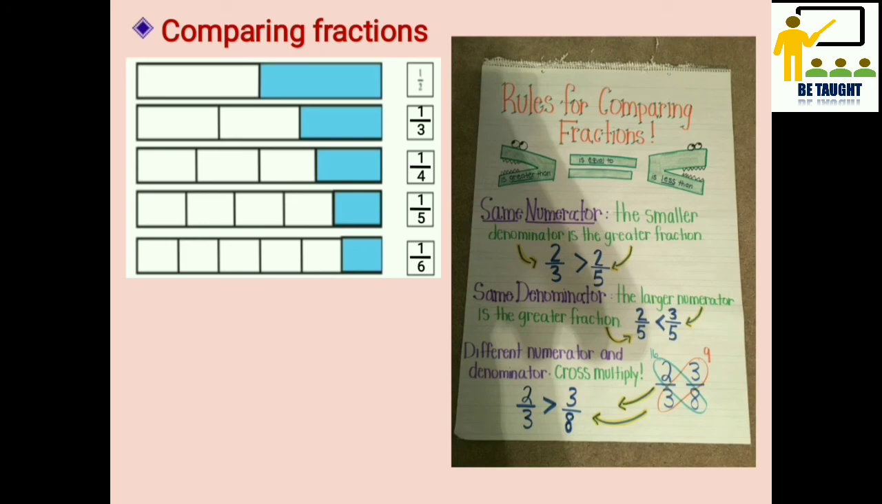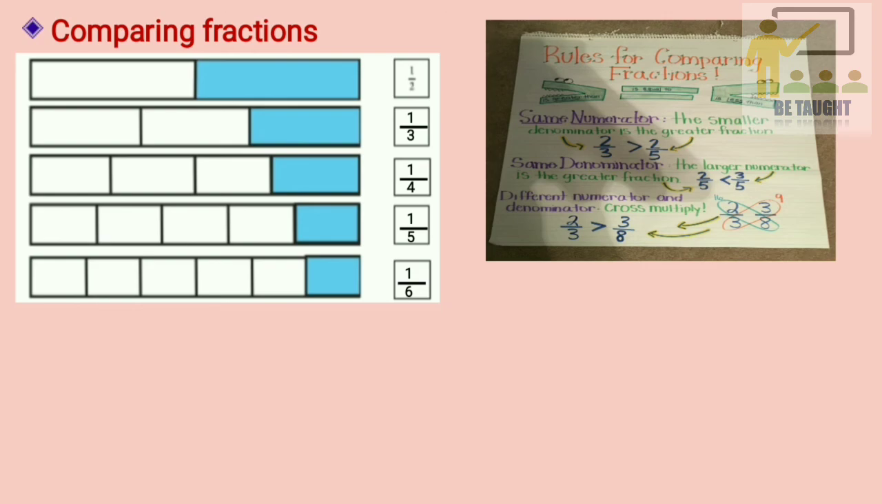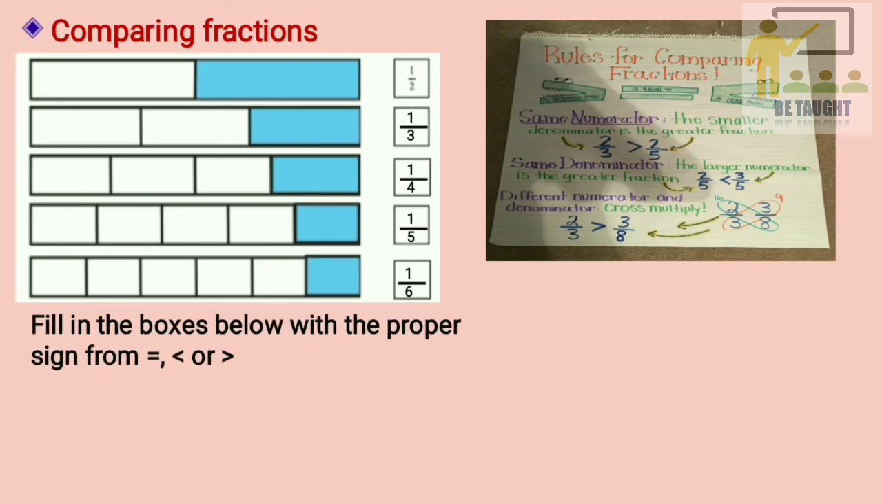There are a few rules when you are using the signs which are given to you: the greater than, the equal to and the less than. So if the numerator is the same, the smaller denominator is the greater fraction. And if the denominator is the same, the larger numerator is the greater fraction. Now we shall see a few examples. Fill in the boxes below with the proper sign.